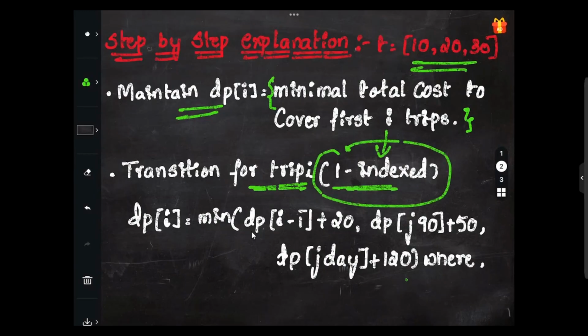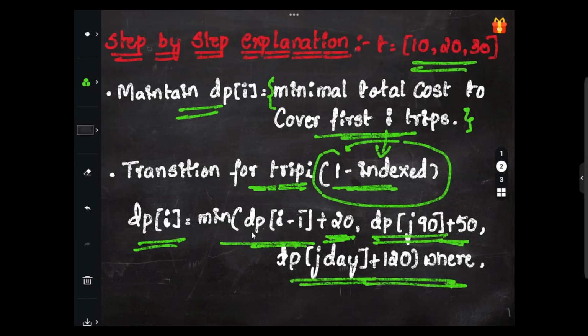DP of I is the minimal total cost to cover the first I trips. DP of I will be going with this formula. We have been given in the question the ticket charges: for the single ride it is 20, for the 90-minute ride it is 50, and for the one-day ride, or 1440 minutes, it is 120. So the formula is min of dp of I minus 1 plus 20, dp of j90 plus 50, and dp of jd plus 120.